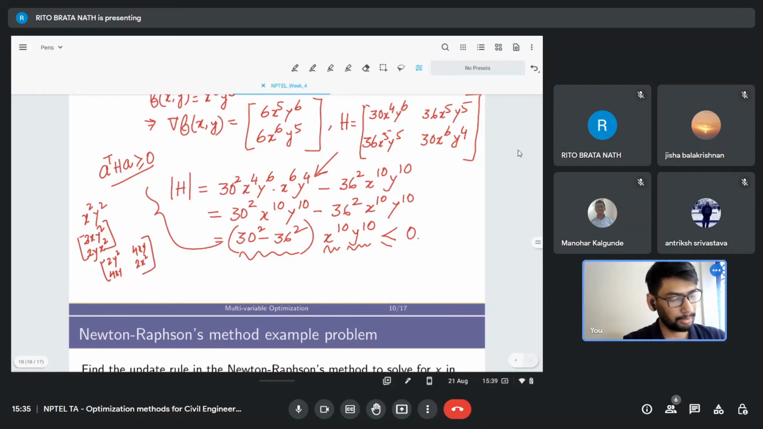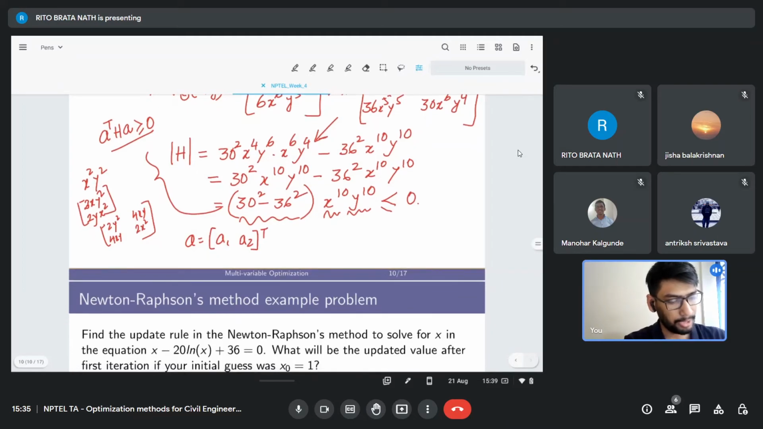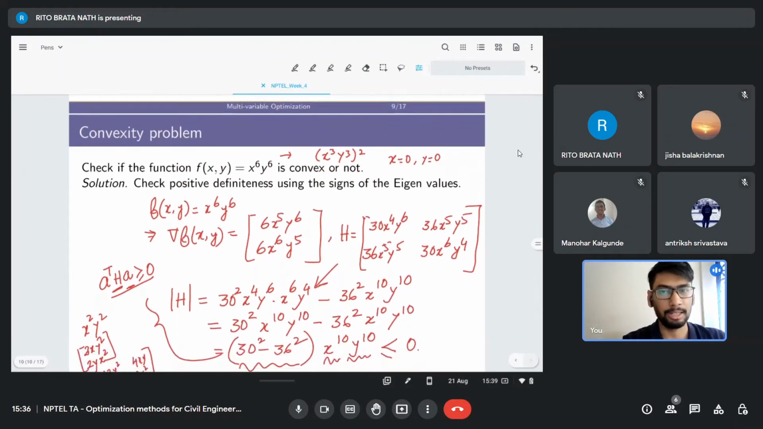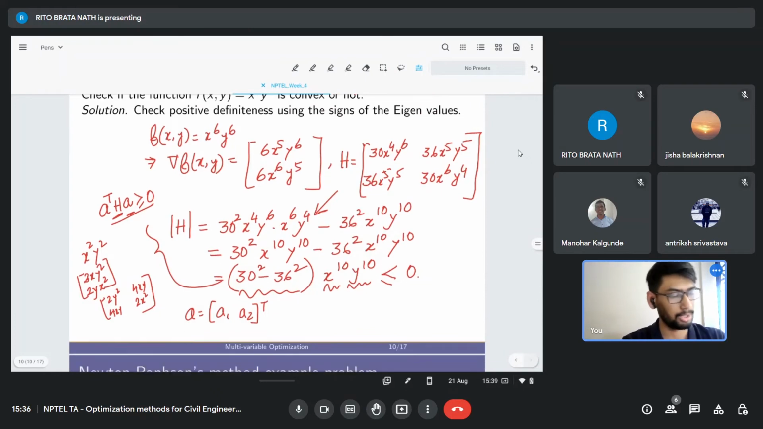But I think the best way of approaching this problem in those situations is to take some A equals A1, A2 transpose, and try to multiply this with H and then A. And again, I think you will reach some conclusion that with A1 and A2 values, you cannot say for certain whether this matrix turns out to be positive definite. So hopefully the function that will be given in your assignment will be more clear, so that you can say for certain whether a function is convex or concave. So pay attention to that, and you can use these techniques to solve this.